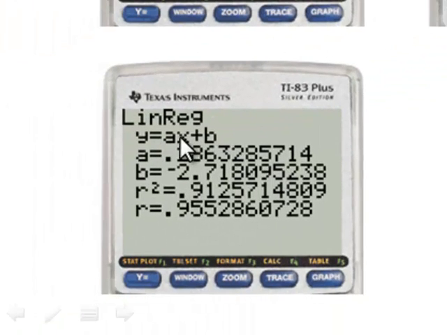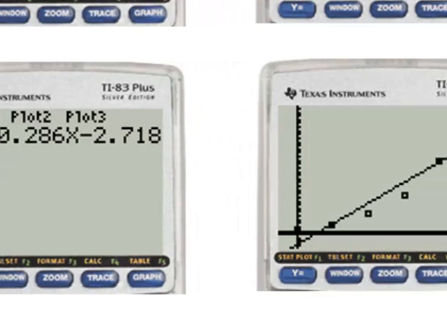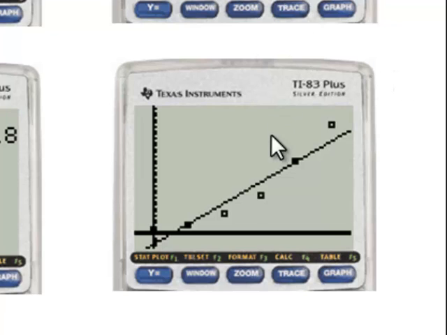And here we have the values for A, which is our slope, and the values for B, which is the y-intercept. And we see that r squared is 0.91. Rounding to 3 decimal places, we have the equation 0.286 times x minus 2.718. Putting that in our y equals and graphing it with the data set, we see this straight line is somewhat modeling the data well.